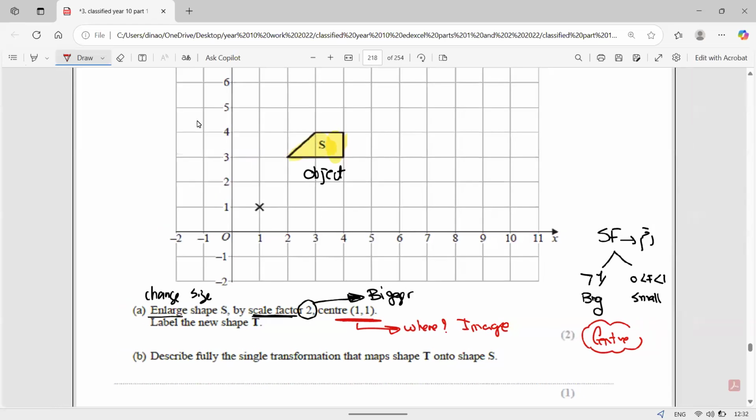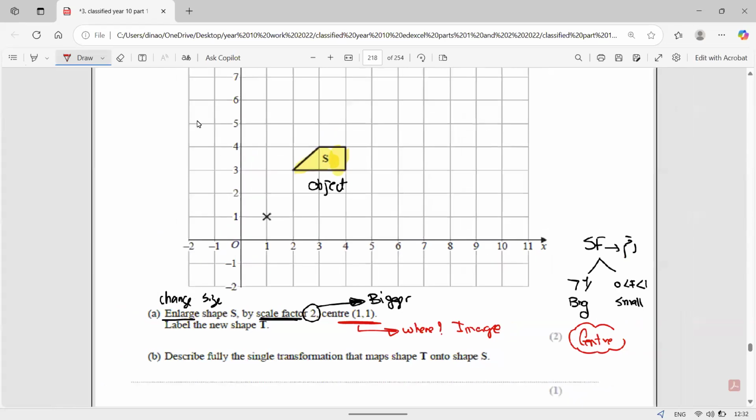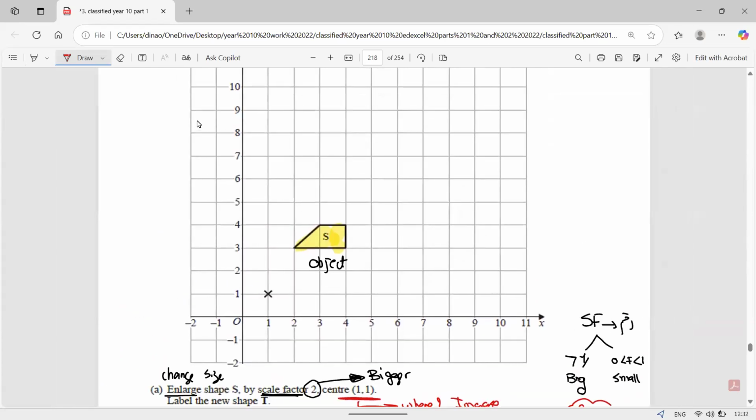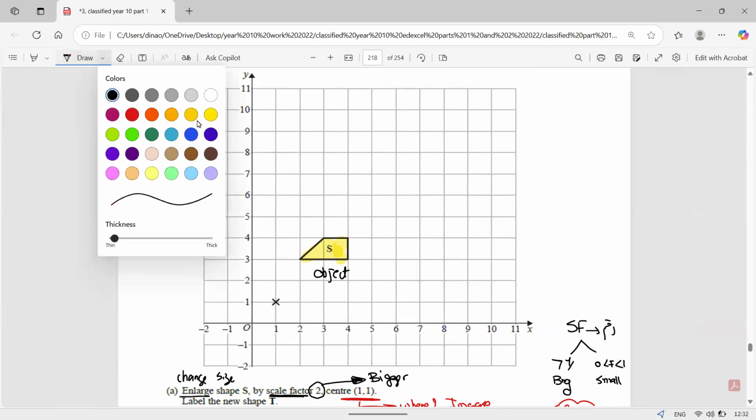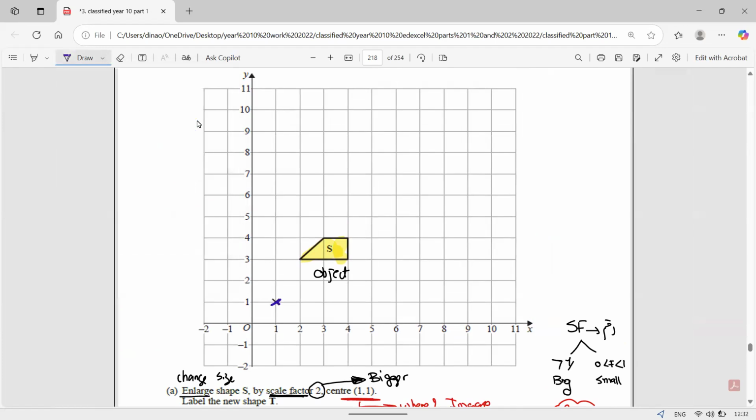Let's check the steps. Step number 1, and these steps apply on any question, any center, and any diagram. Step number 1, determine the center given by the examiner. Luckily in this question, the center is already given by the examiner, and this center is going to be considered as your starting point.